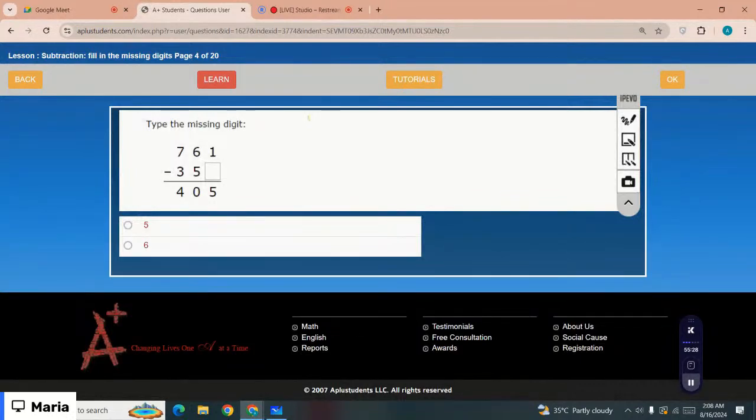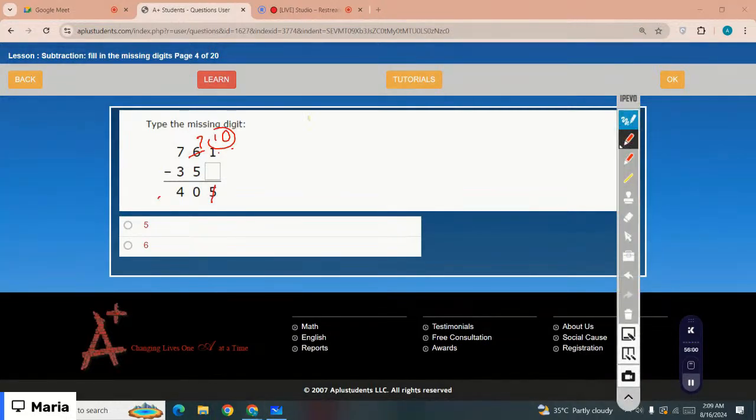Type the missing digit. So which digit is missing? Which is the correct option? You have to find the missing number, right? So you cannot subtract 1 out of any number. That means that must be 11. So 11 take away what number is 5? You cannot subtract, so that means you borrow here. So 11 take away what number is 5? Yes, that is 6. 11 take away 6 is 5. So the correct option is 6. Option number 2 is the correct option.